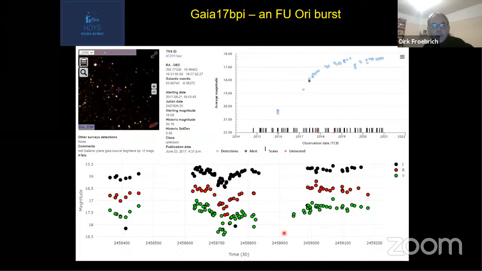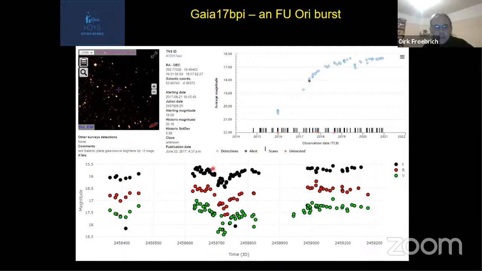This was an actual FUor burst that Gaia picked up, and then we started following this up after it got detected, so round about here, in collaboration with Lynn Hillenbrand in the US. So that's why our light curve starts a bit later. That's one of the targets we just added to our list.